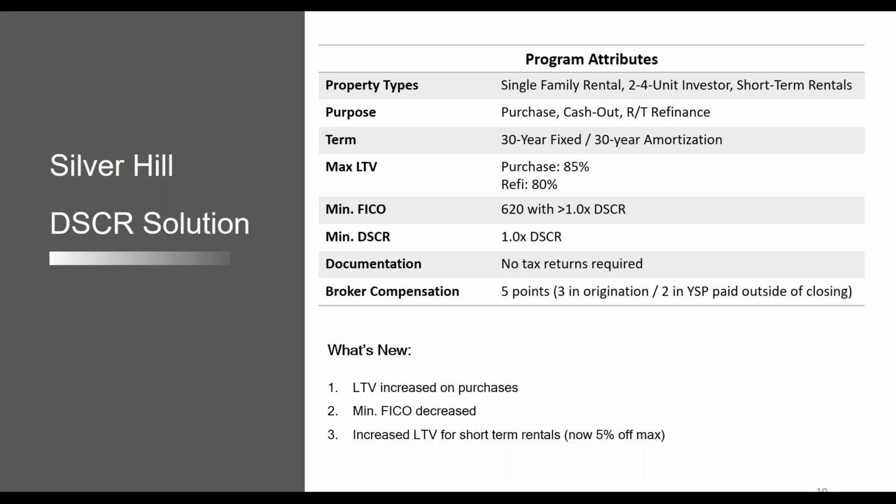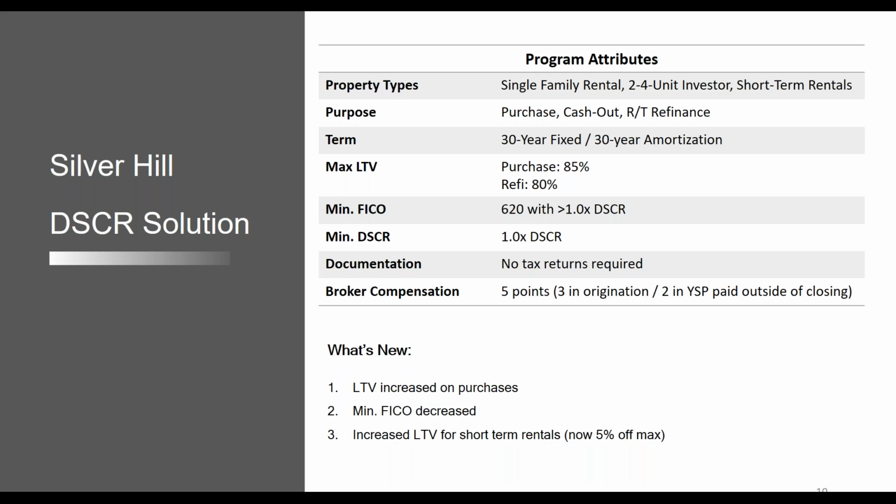Okay. So no tax returns are required with this. Again, we are underwriting the income of the property. And this is something that is very advantageous for brokers, because this is not a loan that falls under TRID or the residential disclosure requirements.